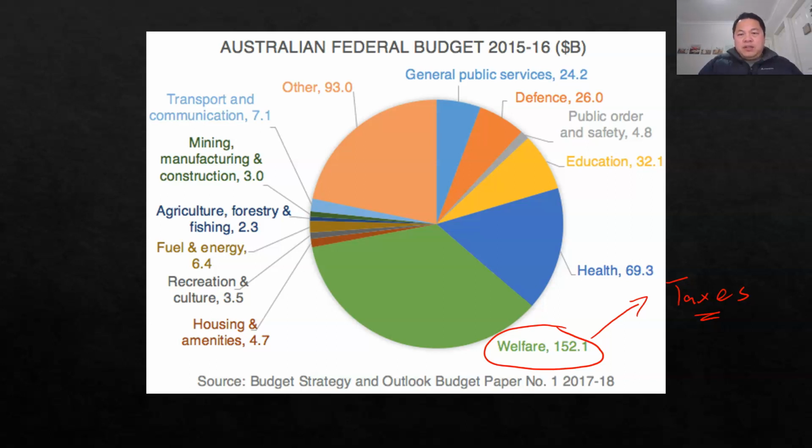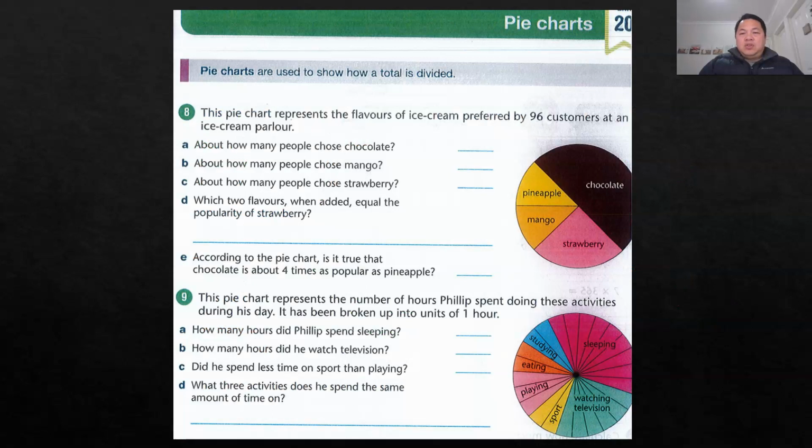And from here, you can see the amount of money being spent for each of the components. Of course, education is very much related to what we do in school, because a lot of these funds go to teachers' salaries, building new schools, adding infrastructure to schools. So the government will set aside a certain sum of money to be given to schools on a yearly basis.